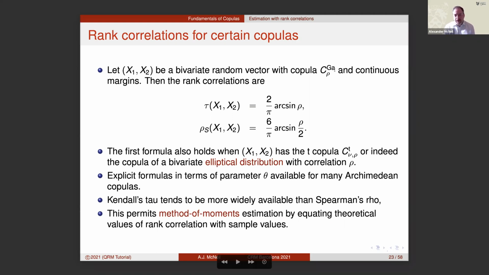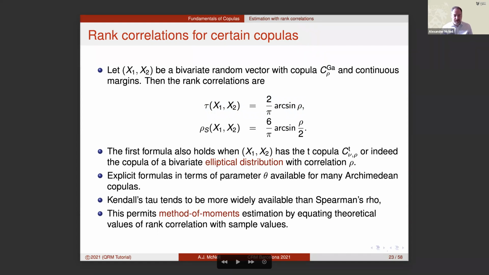So for example, suppose you had the Gaussian copula. If x1 and x2 have the Gaussian copula, in the bivariate case there is a single correlation parameter rho. Then the Kendall correlation is 2 over pi arcsine rho, and the Spearman correlation is 6 over pi arcsine of rho over 2. Now, what's quite nice is that the first formula is also true of the T copula. So if the 2 risks had the T copula instead of the Gauss copula, this formula remains true. The degree of freedom doesn't enter. So the degree of freedom in the T copula has no influence on the Kendall rank correlation.